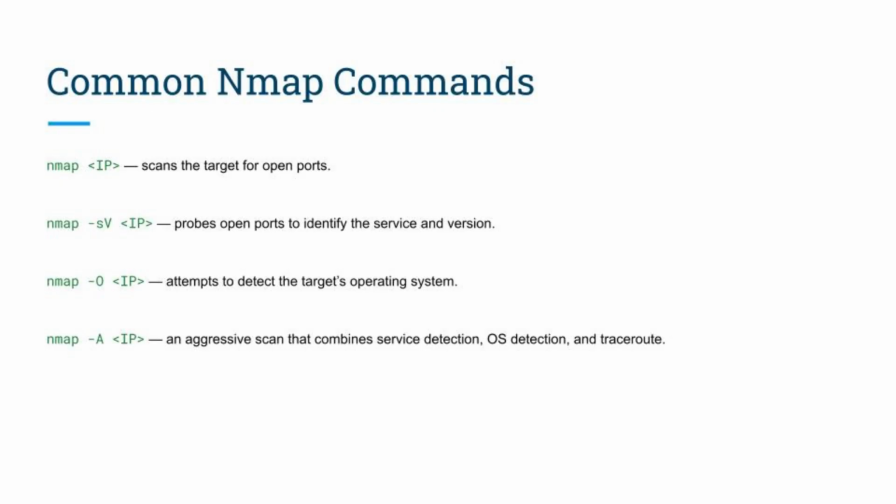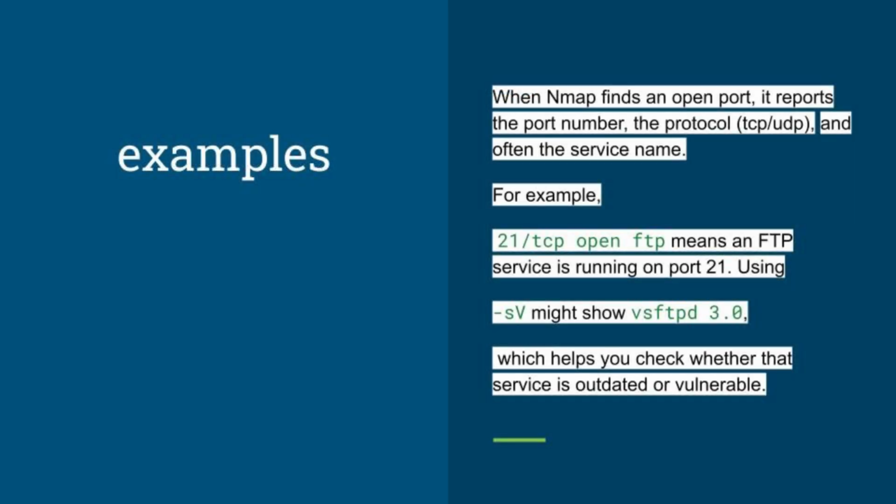Interpreting results, short examples. When Nmap finds an open port, it reports the port number, the protocol, TCP/UDP, and often the service name. For example, 21/tcp open ftp means an FTP service is running on port 21. Using -sV might show vsftpd 3.0, which helps you check whether that service is outdated or vulnerable.